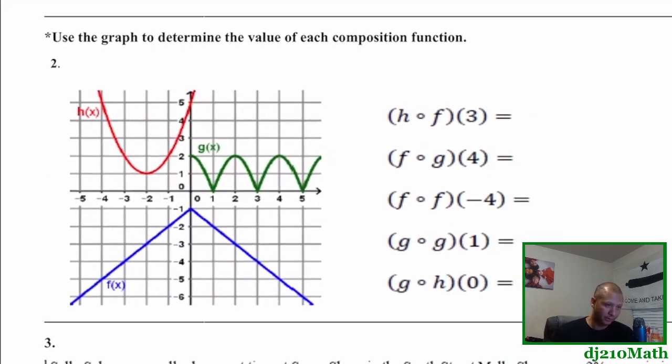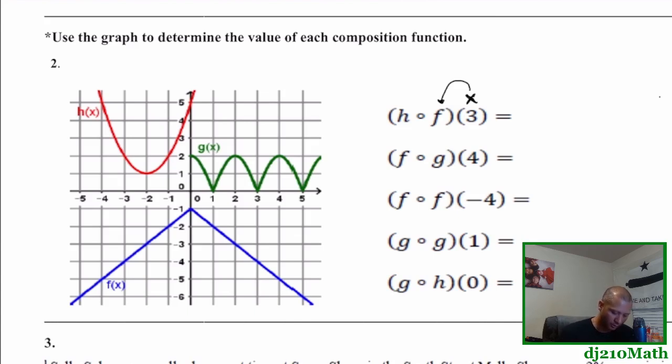So we have 3 graphs here. In red, we have h of x. In green, we have g of x. In blue, we have f of x. All right. So remember, the x value is to the right. So this is saying let x equal 3. So I want to look, when x is 3, what is the y value in the f graph?